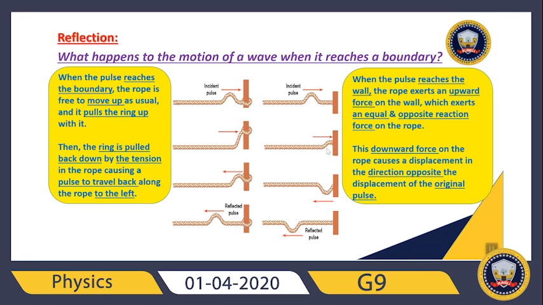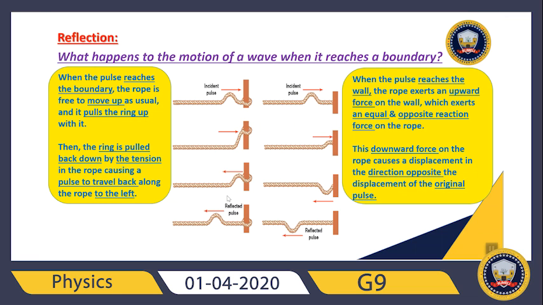So what happens after the wall exerts an equal and opposite reaction force on the rope? This downward force causes a displacement of the rope again, but in the direction opposite to the displacement of the original pulse. The original one is upward, above the equilibrium position, and while reflecting, it will be in the opposite direction, not like the free boundary case.